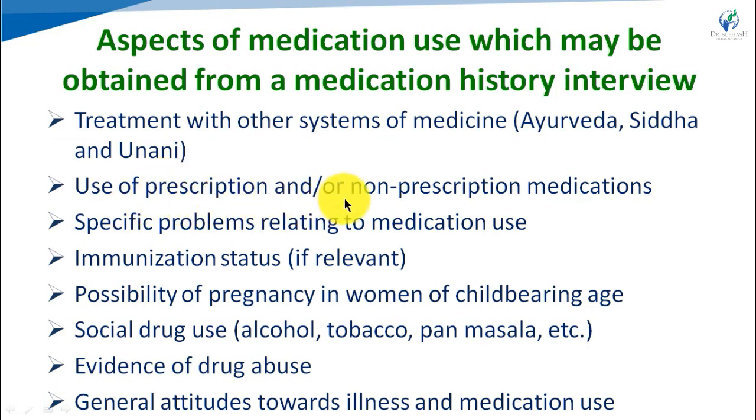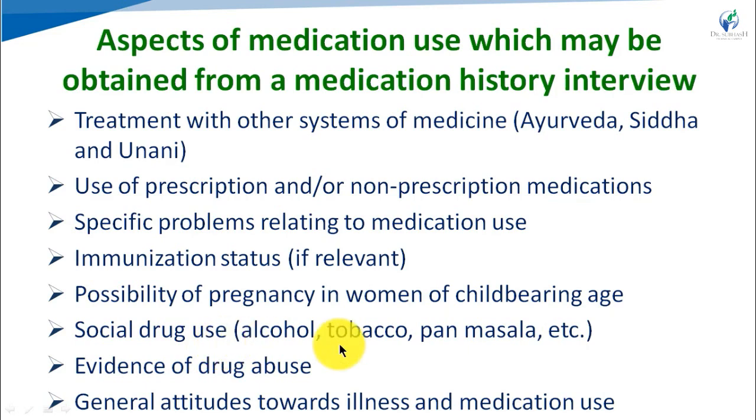यूज ऑफ प्रिस्क्रिप्शन एंड नॉन प्रिस्क्रिप्शन मेडिकेशन. देखिए बहुत बार पेशेंट नॉन प्रिस्क्रिप्शन मेडिकेशन भी यूज कर रहे हैं, so that we can understand from the medication history interview. Then specific problems relating to the medication use. Immunization status. देखिए यहाँ पे कोई वैक्सीन ली है अगर previously, तो that can be included into the medication history interview. Then possibility of pregnancy in women of childbearing age.